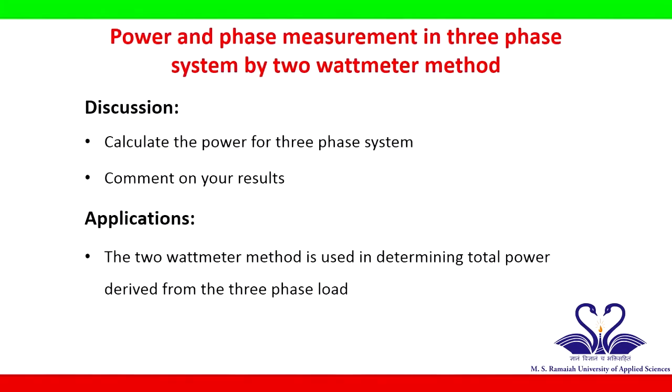Calculate the power for the 3-phase system and show that the algebraic sum of the 2 wattmeter readings is equal to the total power dissipated in the 3-phase circuit. Comment on your results. The 2 wattmeter method is used in determining the total power derived from the 3-phase load.